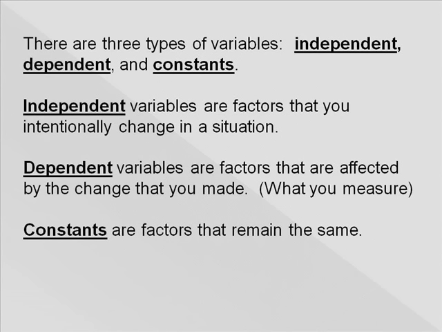Definitions for each of these words. Your independent variable is the factor that you, as the person doing the experiment, are purposely making different between each group you're testing. So if I, for example, wanted to test which liquid allowed plants to grow the best, I would have 3 plants.